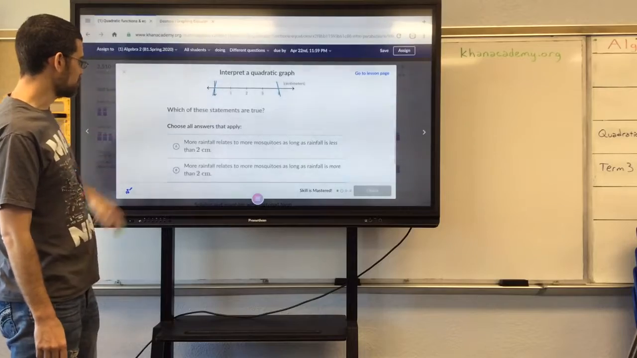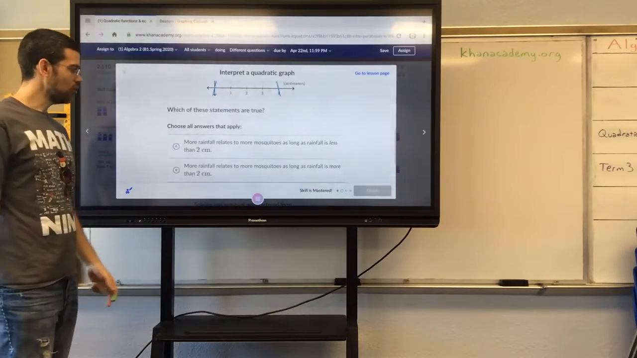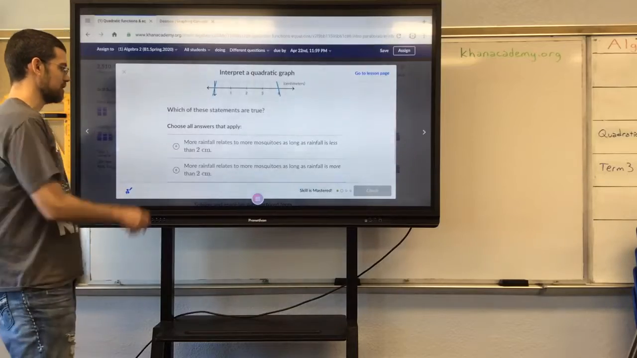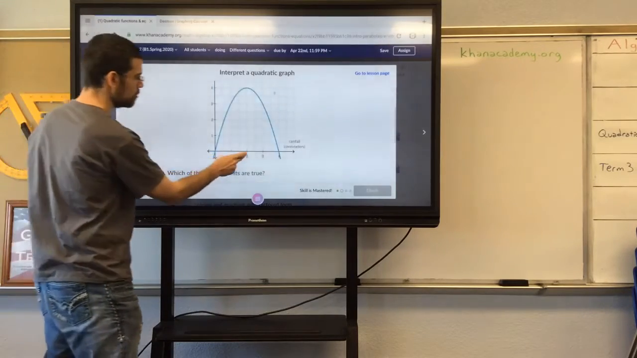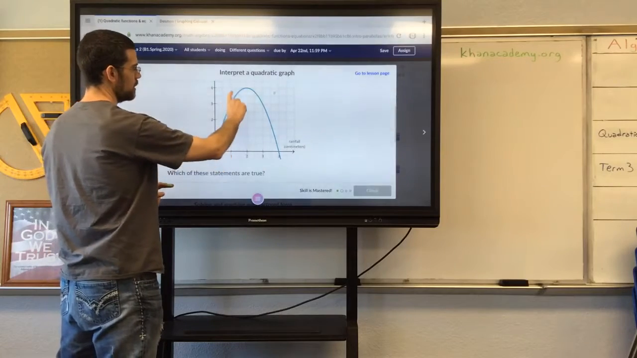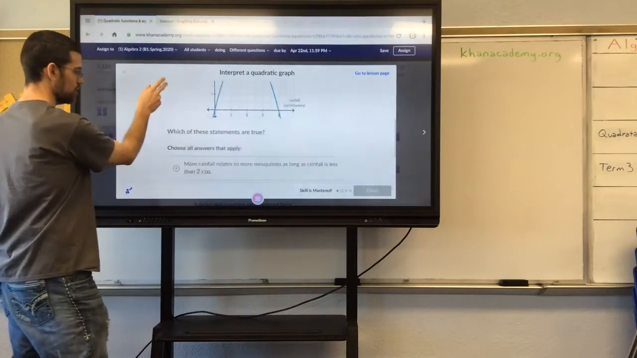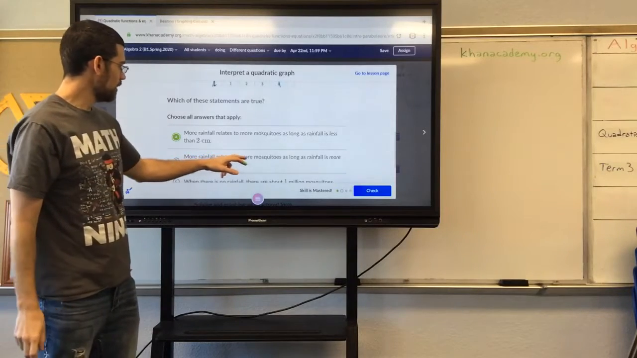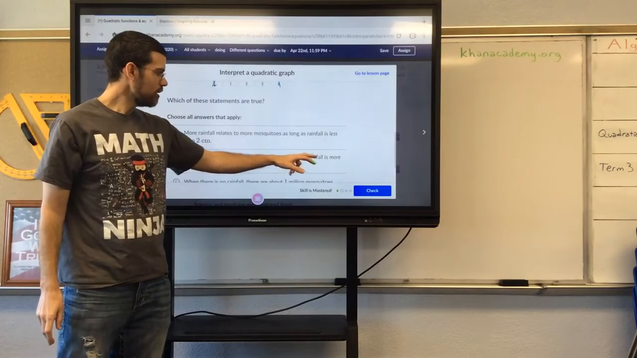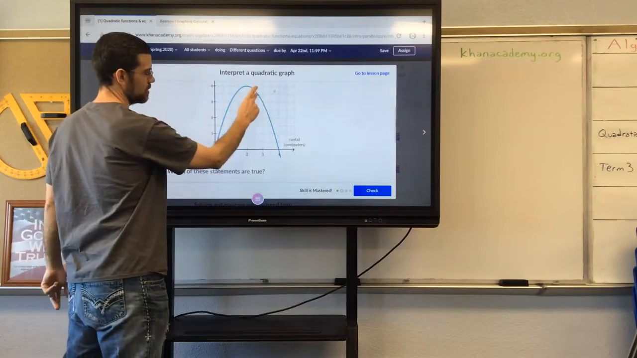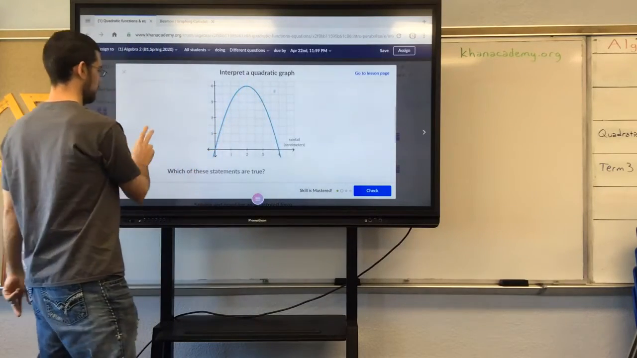Which of these statements are true? More rainfall relates to more mosquitoes as long as rainfall is less than 2 centimeters. Here's 2 centimeters. Looks like we're increasing until we get to 2, so that's true. More rainfall relates to more mosquitoes as long as rainfall is more than 2 centimeters. That's not true because now we're decreasing.